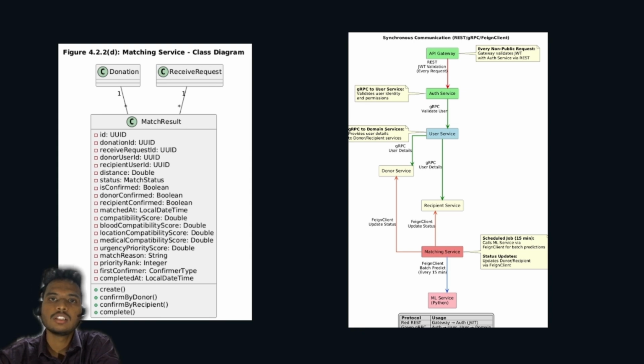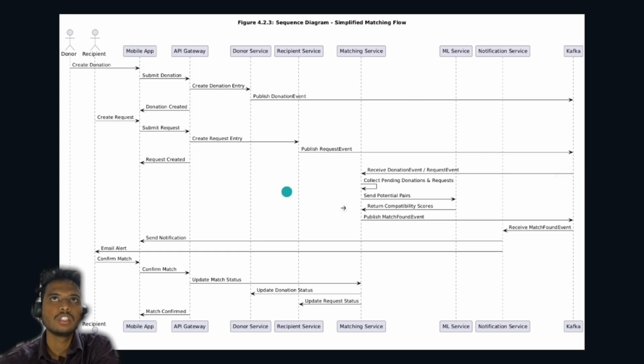Similarly, the recipient service also acts in the same way. Whenever the user makes a receive request, the entire details, like his recipient profile and his request data, are stored in the matching service. This matching service performs a scheduler every 15 minutes. It triggers the machine learning algorithm, and this algorithm outputs which donor to pair with which recipient. So it automates the process of matching the donors and recipients. This is the entire workflow, the sequence diagram.